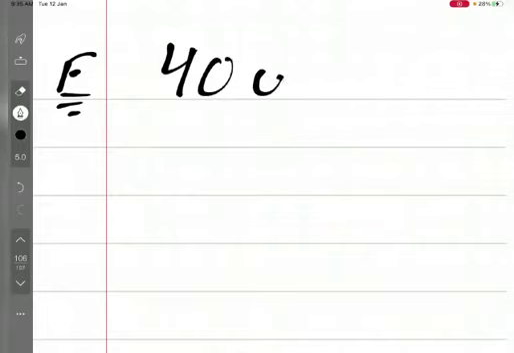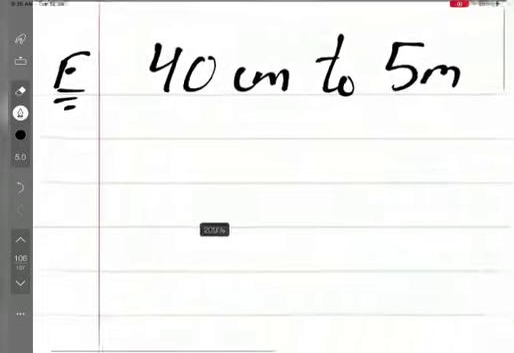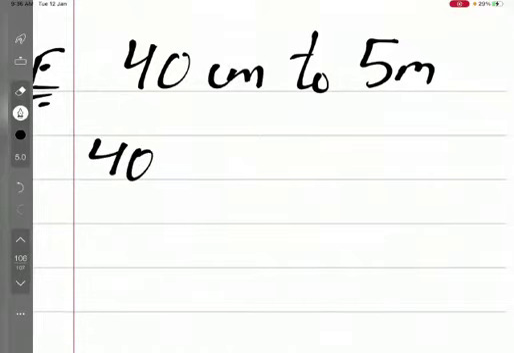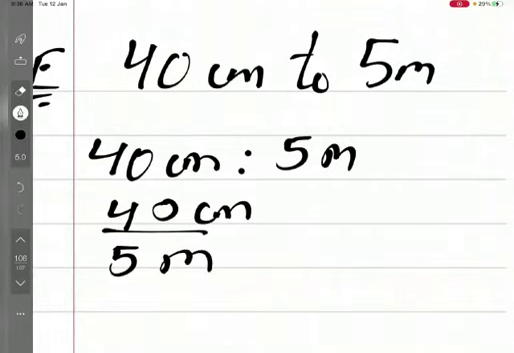Now let's take another example. Find the ratio between 40 centimeters and 5 meters. Before solving, we should confirm first that the units of the quantities are the same. If not, we have to make the units the same first. So the first step, we write 40 centimeters to 5 meters, but first of all, we will write it as 40 centimeters by 5 meters.